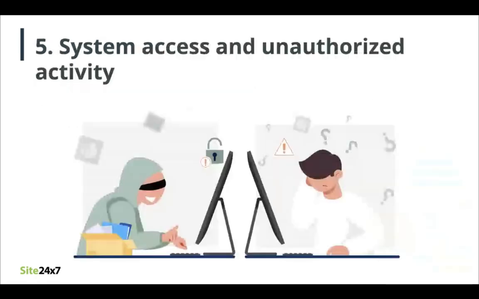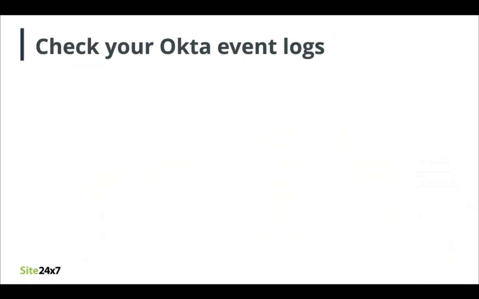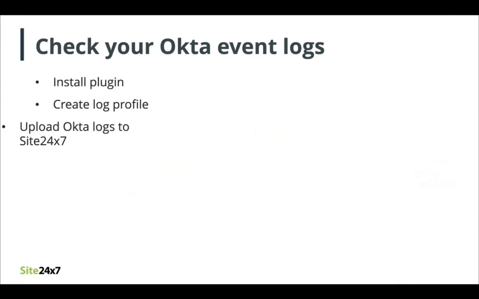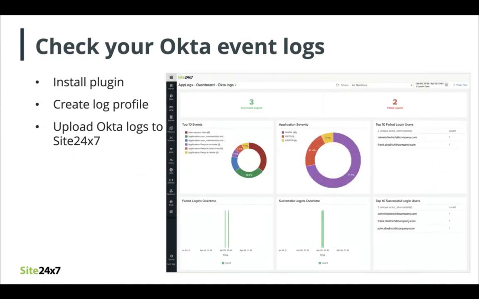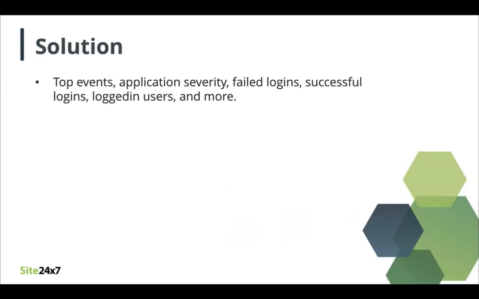Next, coming to the next use case, identity management is crucial in an organizational setup to have control over who should access what. Unauthorized access can lead to data theft. So let's consider an example. Zilker uses Okta for identity management. Zilker observes some unnecessary user activity that has led to failed logins. So what can Zilker do? Zilker can install Site24/7's Okta plugin, create a log profile for it, and then upload Okta logs to Site24/7. Now Site24/7 can help Zilker identify top events, application severity, failed logins, successful logins, and logged in users.